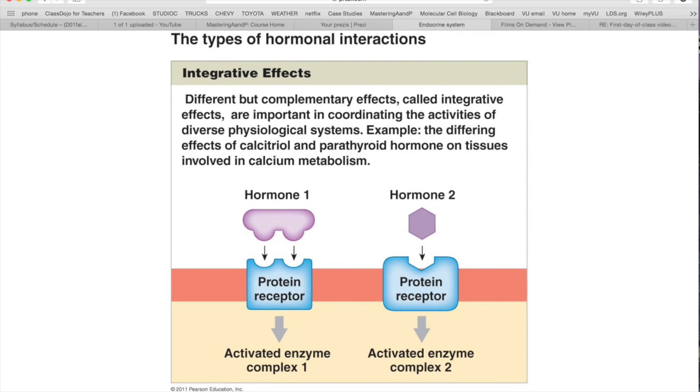Or the effects could be integrated. An example of this would be calcitriol and parathyroid hormone. They're both going to increase blood calcium levels, but the body generates them through separate mechanisms. So one might activate one enzyme complex and one activates the other.